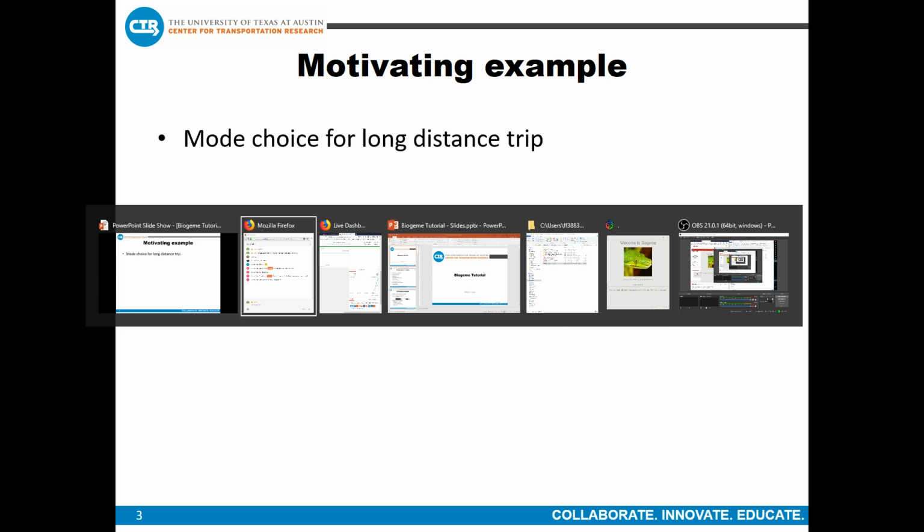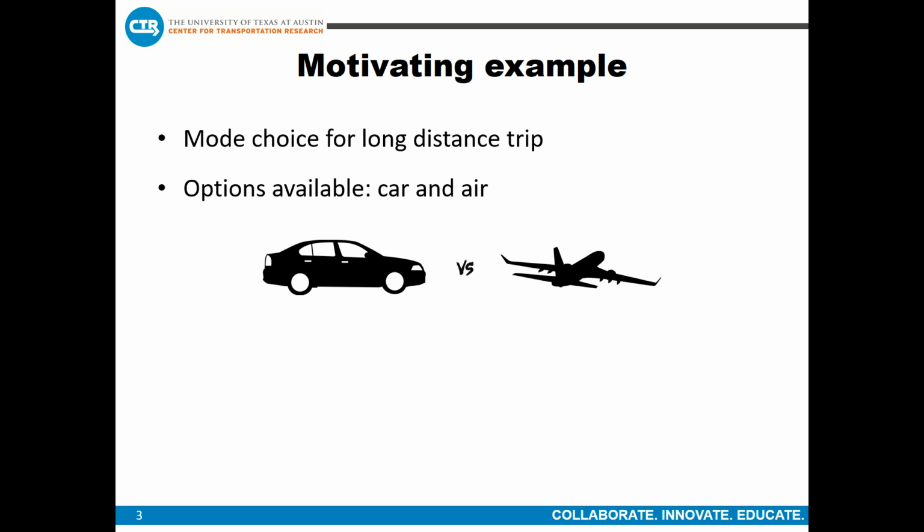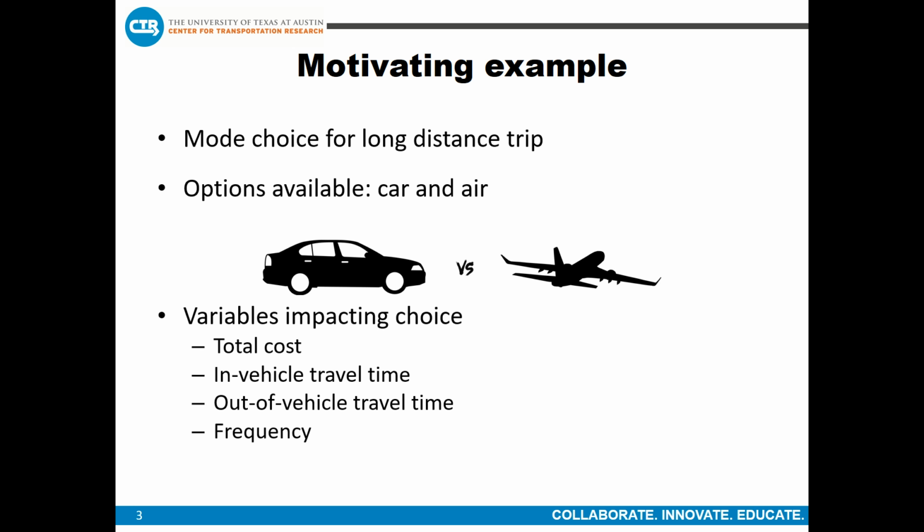So let's go on to our motivating example. The example here is a scenario where people are making a mode choice for their long distance trip. The options available to them are car and air. The variables impacting their choice are going to be the cost, the in-vehicle travel time, the out-of-vehicle travel time, and the frequency.